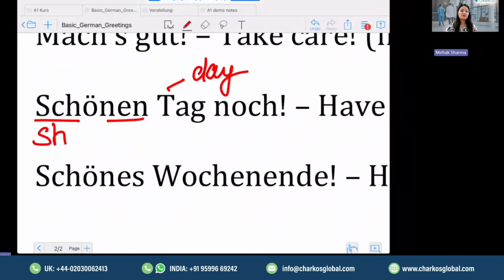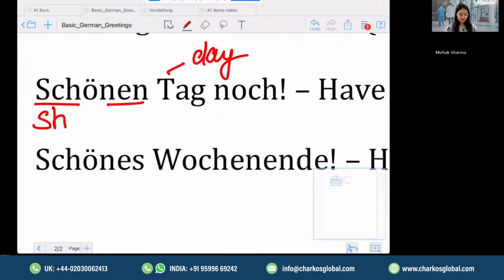The logic behind these words you will be able to understand once you dive deeper in the language. But as of now, just know that something like this exists, and you just have to learn it and start using it already. Schönen Tag noch. Once again, schönen Tag noch. Well done. Have a nice day.